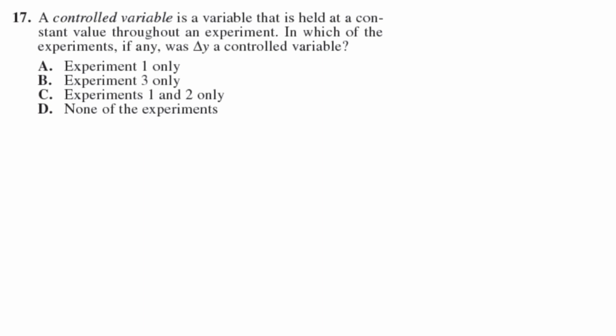Number 17, a control variable is a variable that is held constant throughout the experiment. ACT does not always tell you what that is, by the way. Some questions will say, what is the controlled variable? They won't define it. This one did. In which of the experiments, if any, is Y a controlled variable?